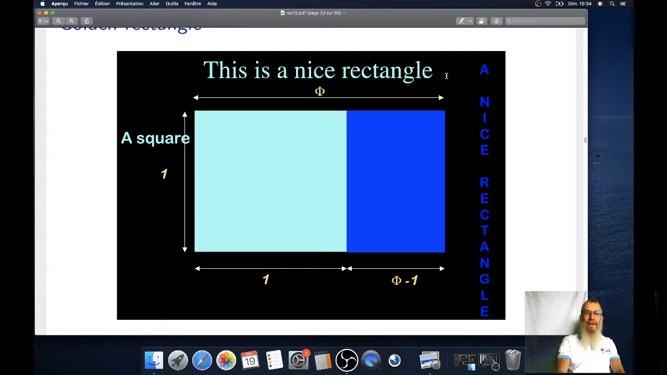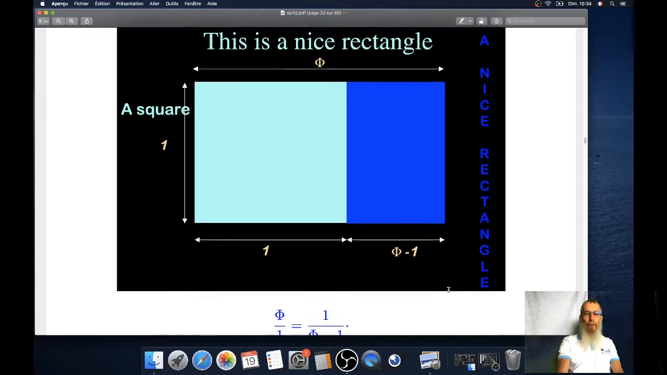But it makes sense for the following reason. Let us say that the nice rectangle has the proportion phi, this Greek letter phi. So one side is 1 and the other side is phi. The small rectangle that you have here, the dark blue, has one side which is 1, it is a long side, and the small side is phi minus 1 because you have removed 1.